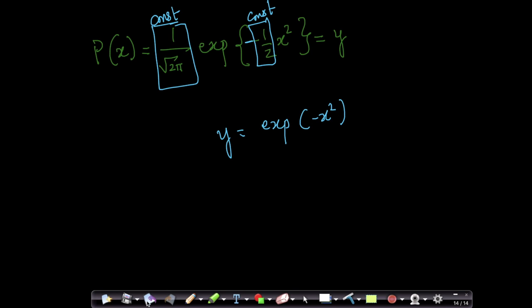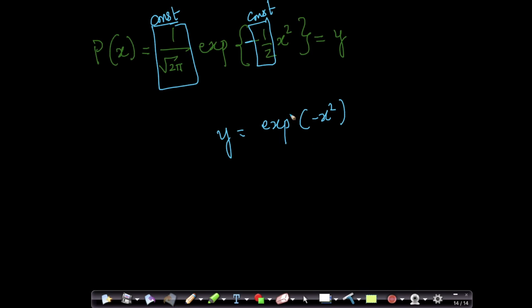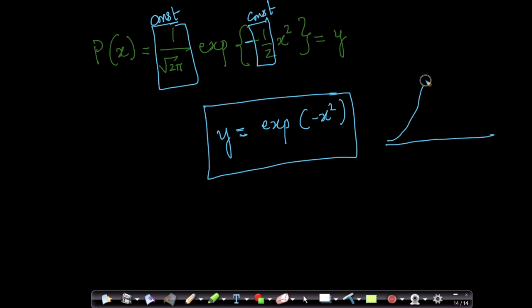What I've done here is, first I've written this very crazy looking formula. I've simplified it by making my mu 0 and sigma square equal to 1, and I'm further simplifying it by removing the constants. What is the shape of this? By just removing constants, the form of the equation still doesn't change. When you plot this function, what you get is your bell-shaped curve.